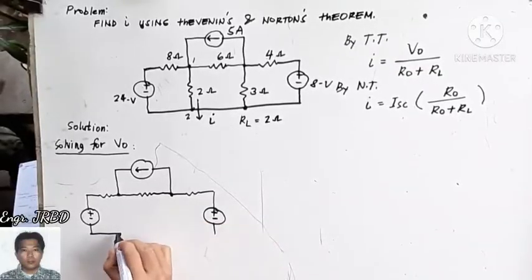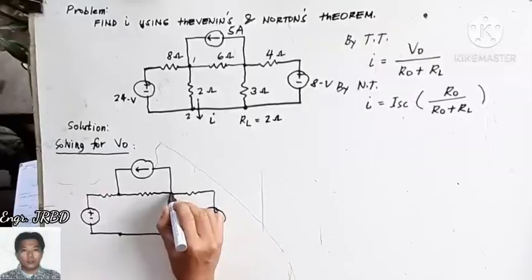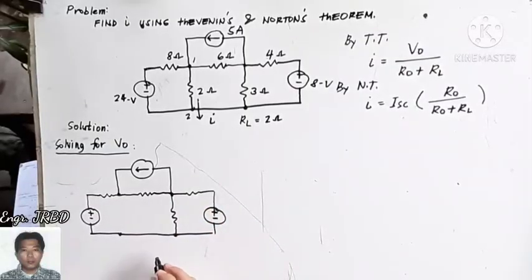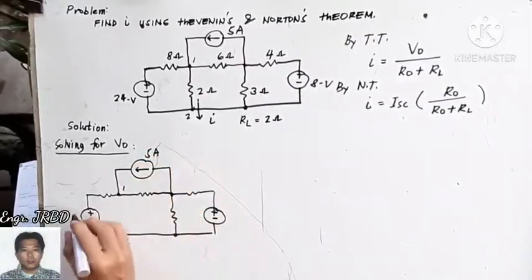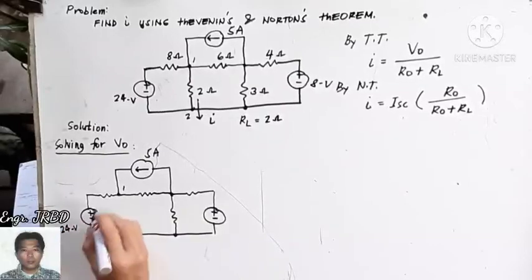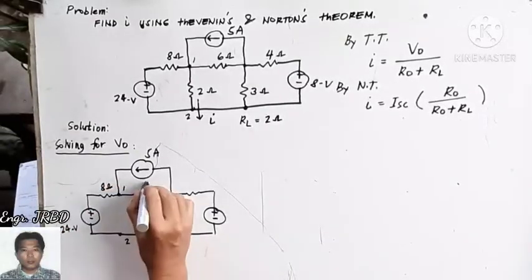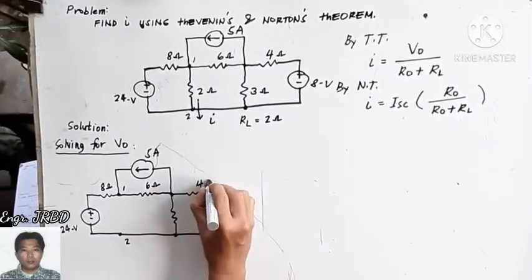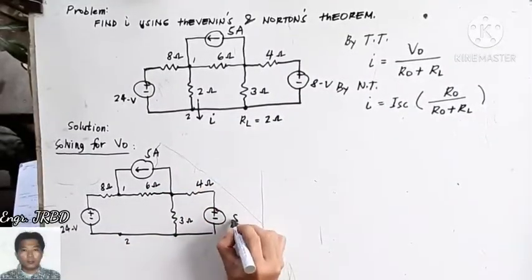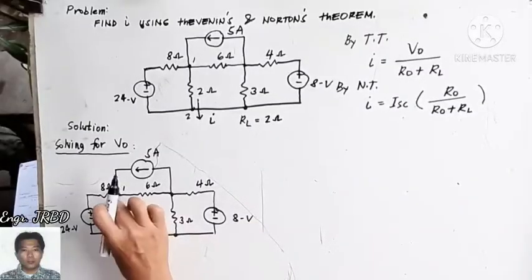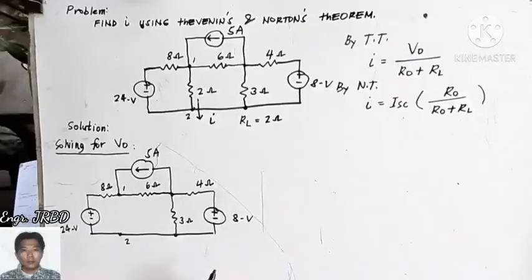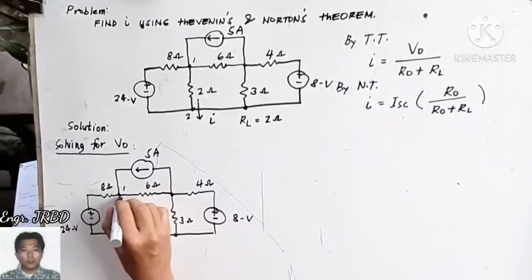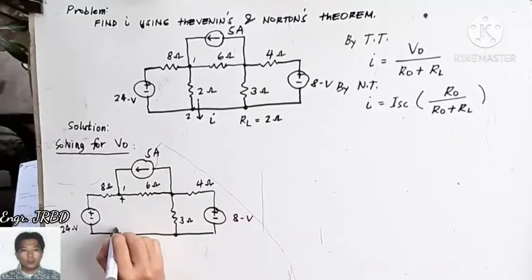Plus minus. Okay, this is your terminal 1 and terminal 2. 5 amperes, 24 volts, 8 ohms, 6, 4 ohms, 3 ohms, and 8 volts. Let us try to find the voltage that will exist across these points. But first and foremost, you need to make an assumption which one of these terminals is positive and negative. And let us assume that terminal 1 is positive and terminal 2 is negative.